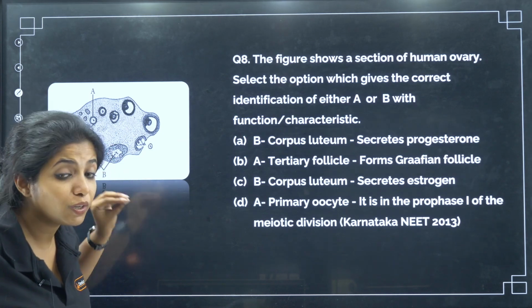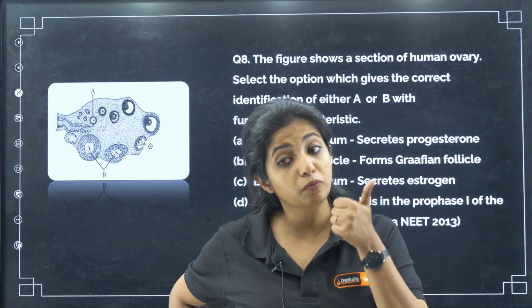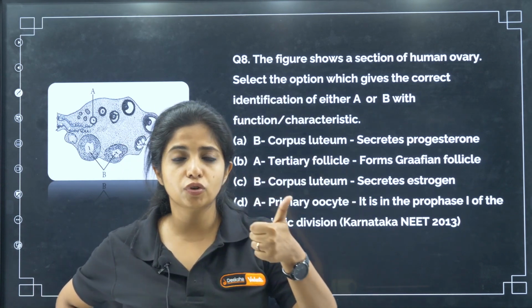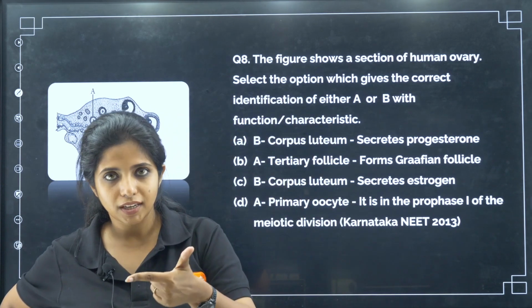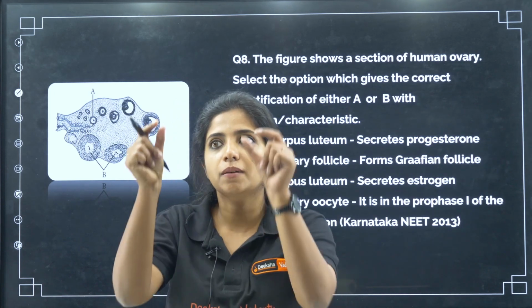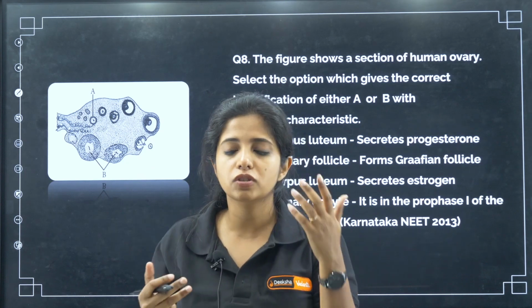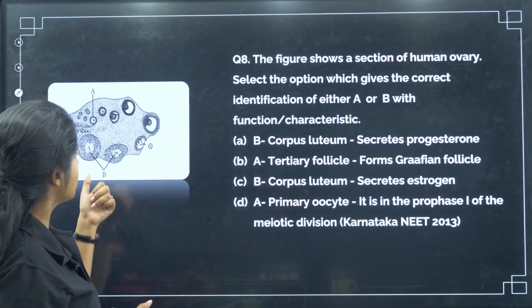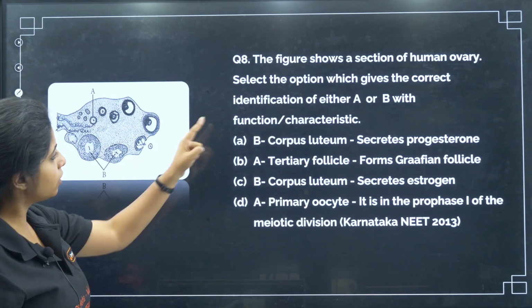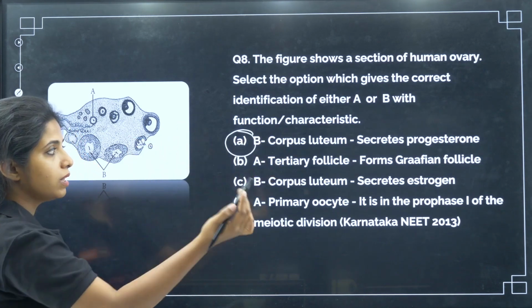And what does corpus luteum do? Corpus luteum is responsible for the release of 2 hormones, but one majorly. 2 hormones, that is progesterone and estrogen. The major hormone is progesterone, and progesterone is something that maintains the endometrium lining, my dear. Together they perform, but the major role is given to progesterone. So always remember it. So over here B is given as corpus luteum and it secretes progesterone. The first option itself seems to be correct.